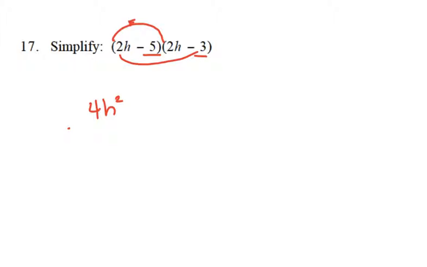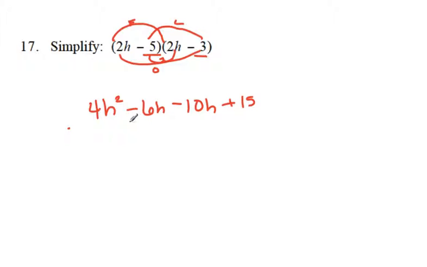Outside is 2h and negative 3. 2h times negative 3, negative 6h. Inside, negative 5 times 2h. So that's going to give us negative 10h. And then finally, we have our last, which is negative 5 times negative 3, which gives us positive 15.